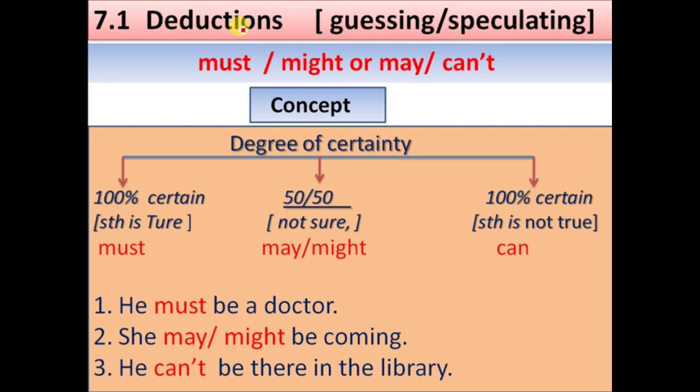Deduction. Dear students, dear friends, deduction simply means making a guess or speculating about situations. And to speculate about situations, we have some modal verbs of speculation: must, may, might, or can't. And these modal verbs show degree of certainty. So let's see.